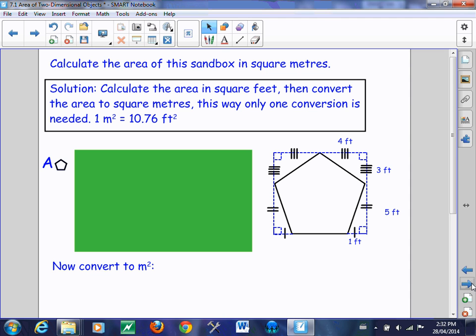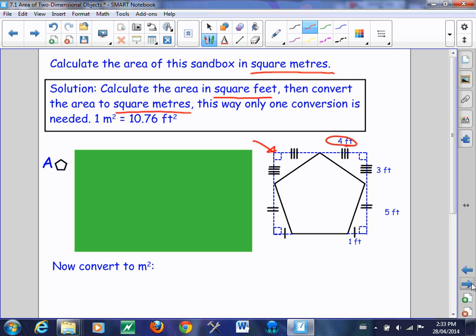So what we're going to take a look at right now is calculate the area of the sandbox in square meters. But what are my units given in? They're in feet. So I'm going to make sure I know how to do a calculation conversion. First, I'm going to find the area in square feet, and then I'm going to convert it to square meters. That way you only need one conversion as opposed to converting all of this section.